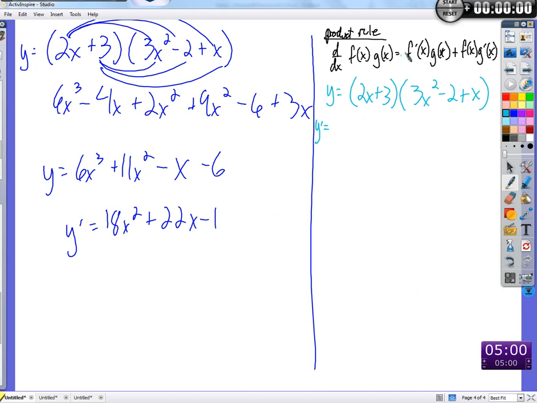Okay, so we just, according to this, take the derivative of the first function. What's the derivative of this function? Two. Right, derivative of the constant is 0, times g of x, which is just this guy. So we just rewrite this. Plus f. Okay, so here's f. It's just 2x plus 3. Times g prime. What's g prime? 6x. Yep.